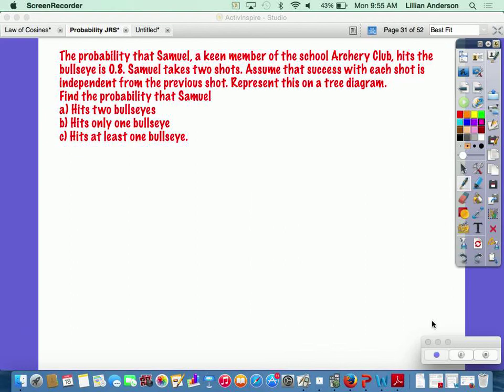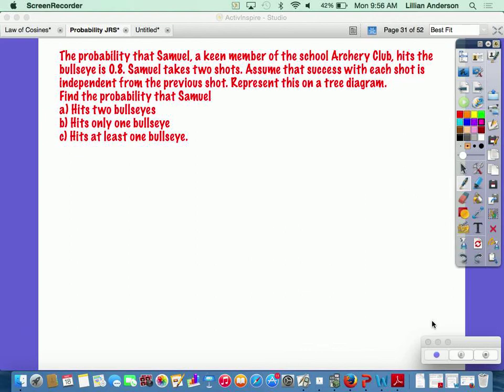It says the probability that Samuel, a key member of the school's archery club, hits the bullseye is 0.8. Samuel takes 2 shots. Assume the success with each shot is independent from the previous shot. Meaning, because he makes the first one doesn't mean that he'll make the second one. Each time he steps up to shoot, the arrow does not depend on the previous shot. We're going to represent this information in a tree diagram.